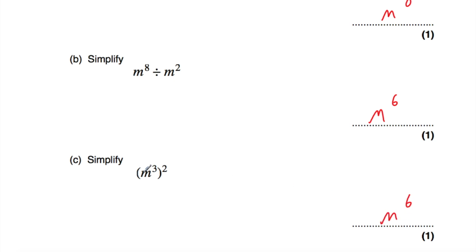And let's just see why. Remember, squared means to multiply by itself, so that means m cubed multiplied by m cubed, and then if we add the powers, that'd be m to the power of 6. So the shortcut is when you've got a power of a power, you can just multiply the powers together.